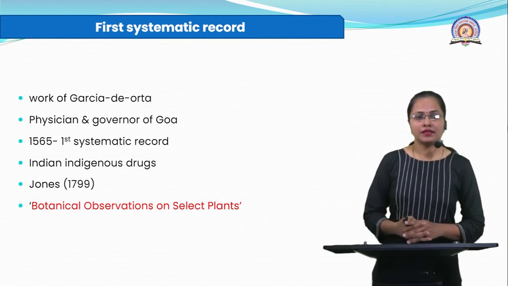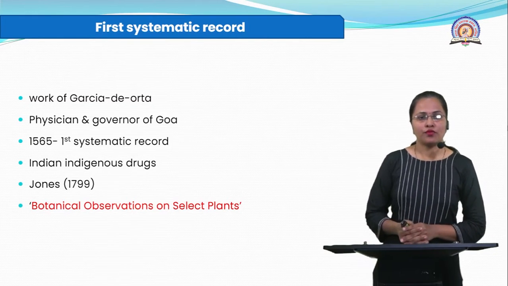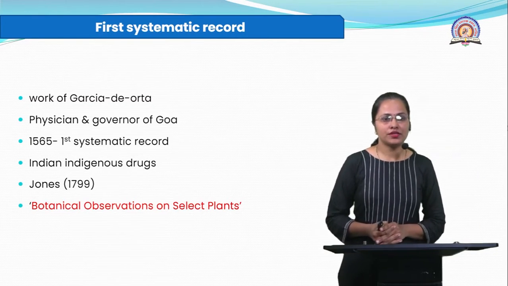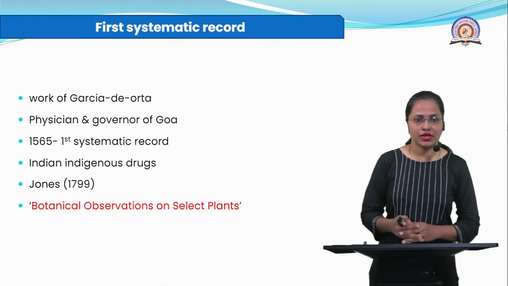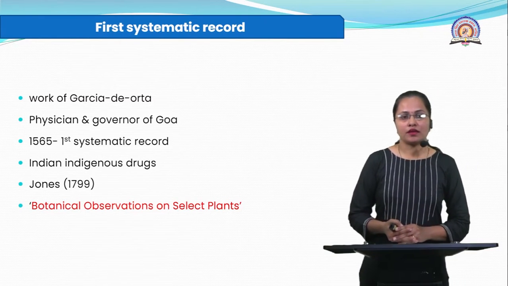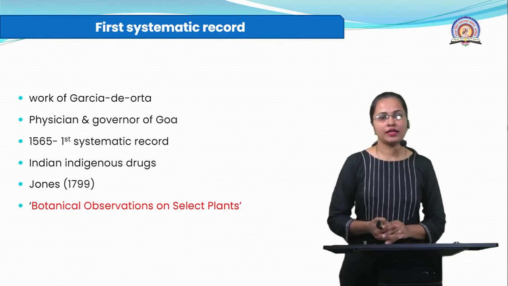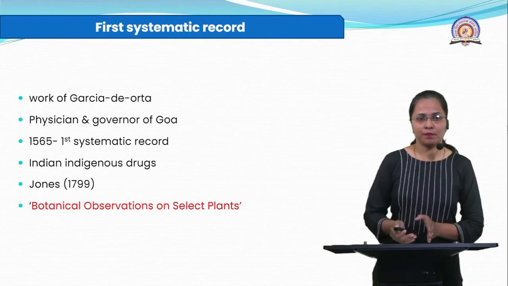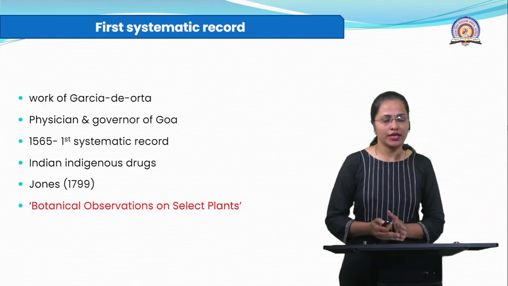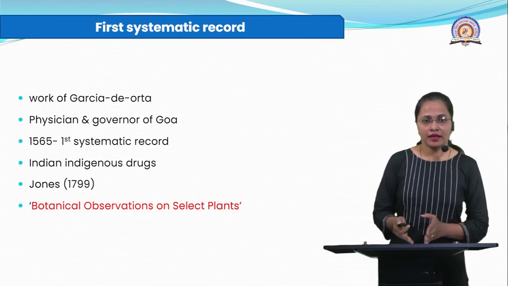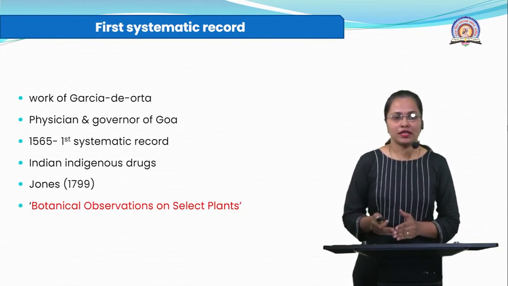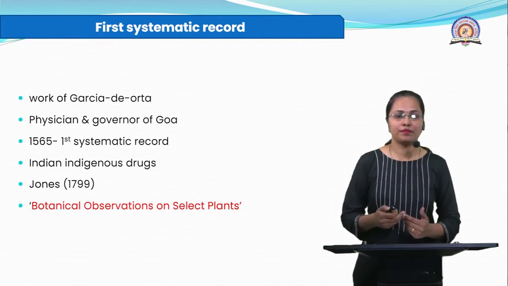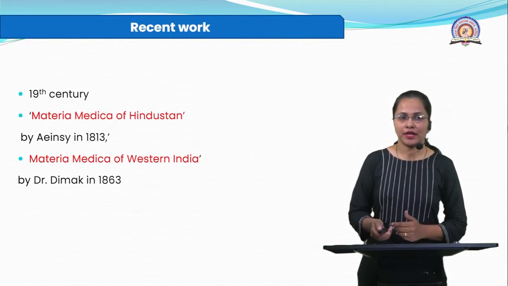Then in 1799, John first time prepared a list of Indian indigenous drugs and noted botanical observations on select plants. He took selected plants which are indigenous to India, and he explained the different formulas for the preparation of different Indian medicines.